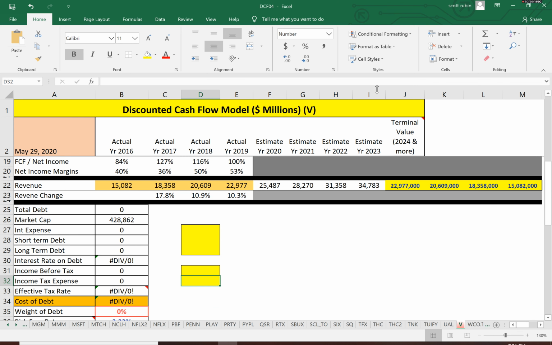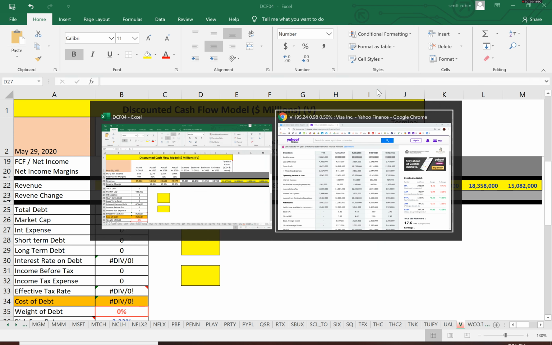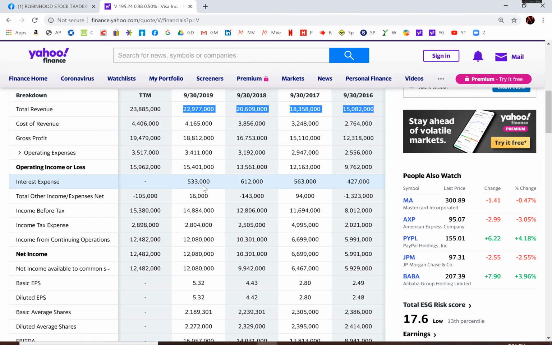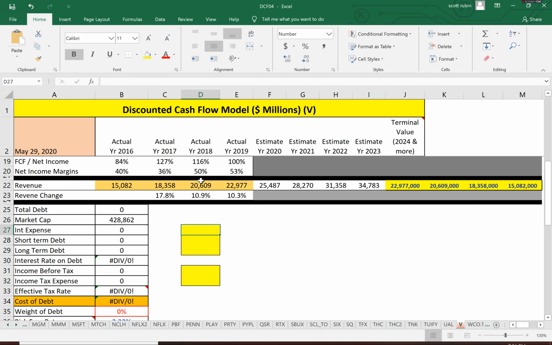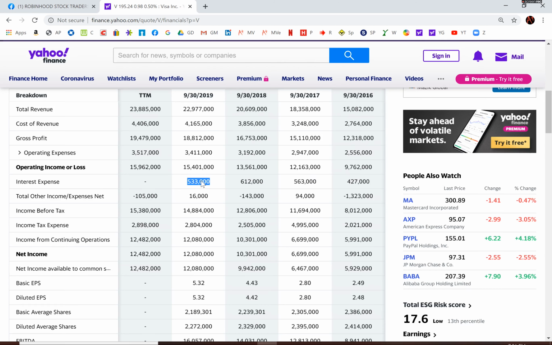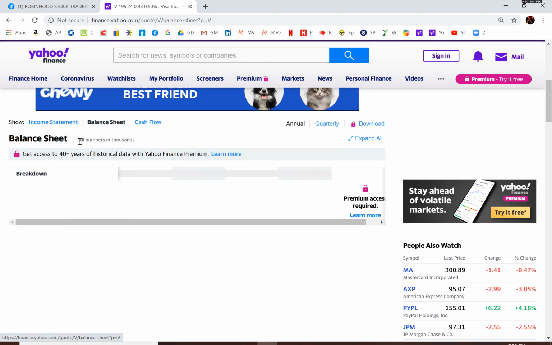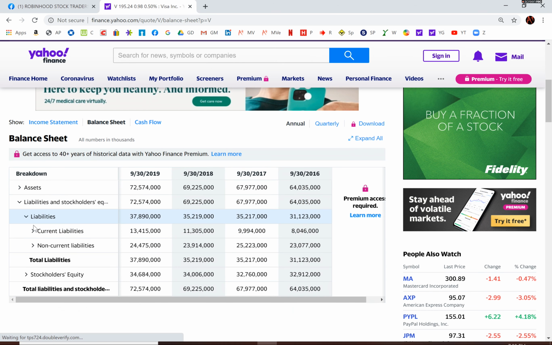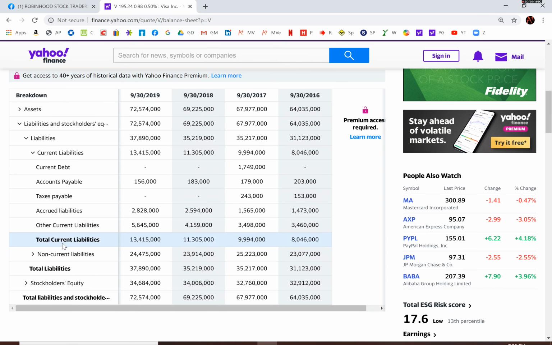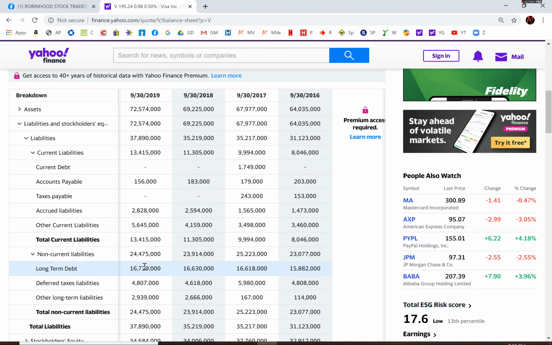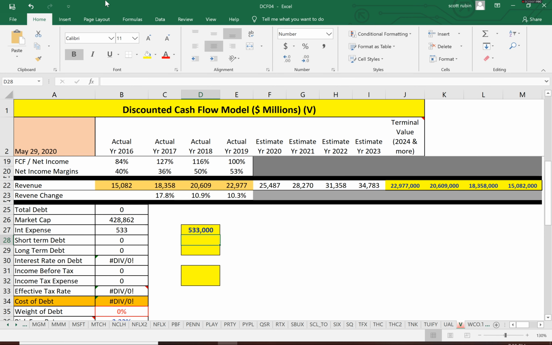Now, next we need to look at the capital structure of Visa and figure out the discount rate we need to apply to the future cash flows. So the interest expense on the income statement is $500 million. That's the interest Visa pays on its debt. Next, we need liabilities. So current liabilities is none. Long-term liabilities is $16 billion. That's all the debt that's due beyond 1 year. So they pay 3.2%.